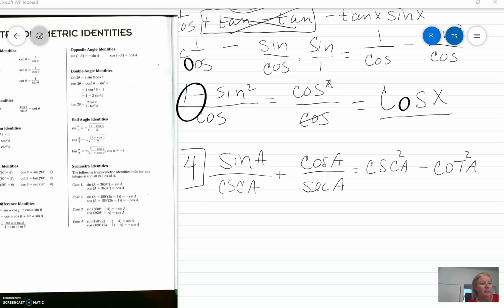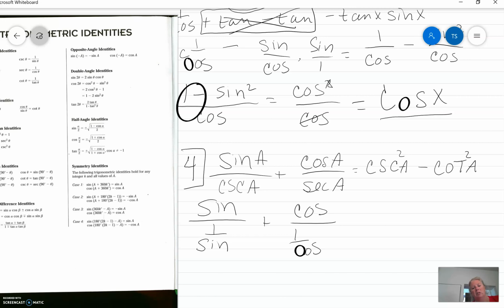Here's the last example. Ultimately, we're going to look at sine A over cosecant A plus cosine A over secant A. Does that equal this other craziness? Well, let's just start with what we can do. I'm going to leave the cosecant squared minus cotangent squared alone for now, and I'm just going to work on this side. So I've got sine over 1 over sine plus cosine over 1 over cosine.